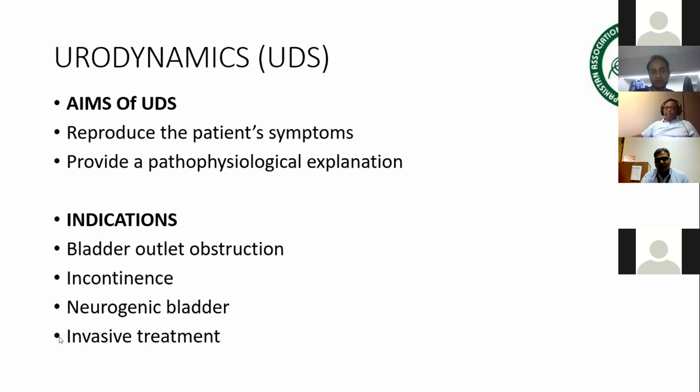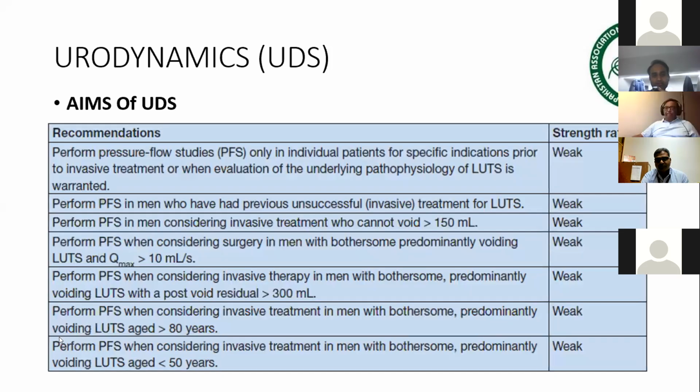Or urge urinary incontinence, or there is mixed incontinence. Similarly, the patients who have neurogenic bladder and before moving on to invasive treatments, we need to have urodynamic findings. This is the EAU recommendations on which patients do we need to have pressure flow studies, surgery, that is.